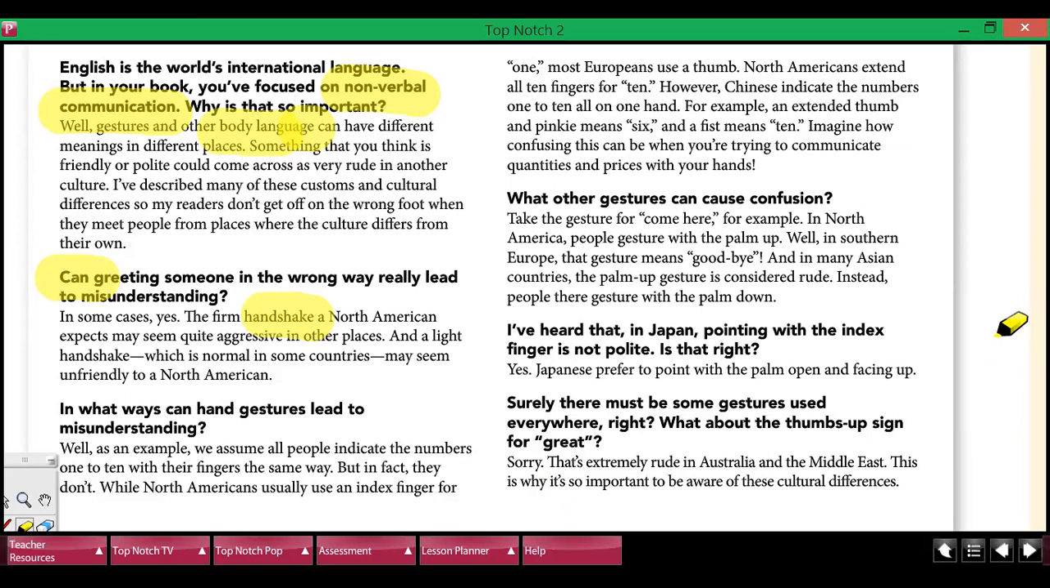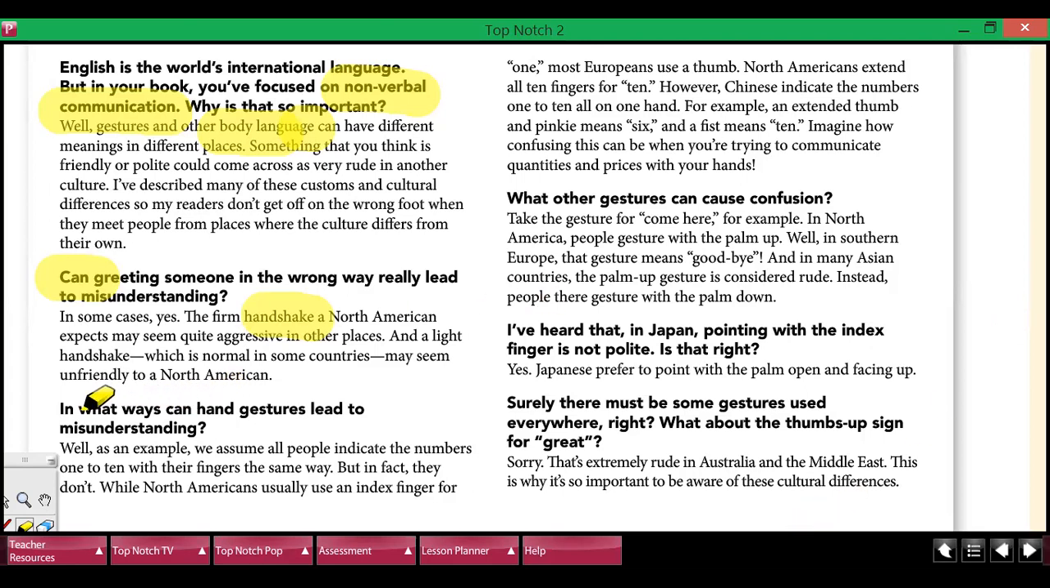What finger do you use to say number 1 with your hand? With the index finger. Okay, so this is number 1, right? But in Europe, this is not number 1. For Europeans, this is number 1, the thumb. Just for you to see. Okay, but in fact, they don't.